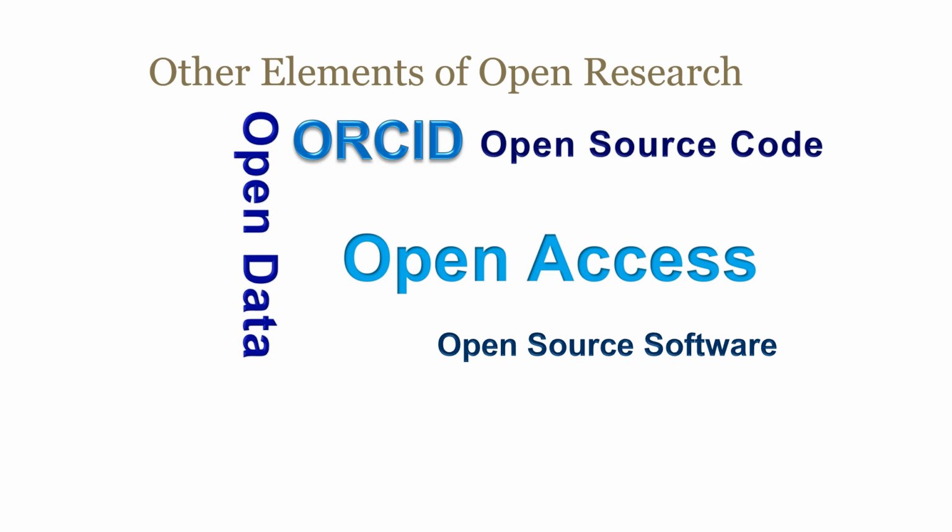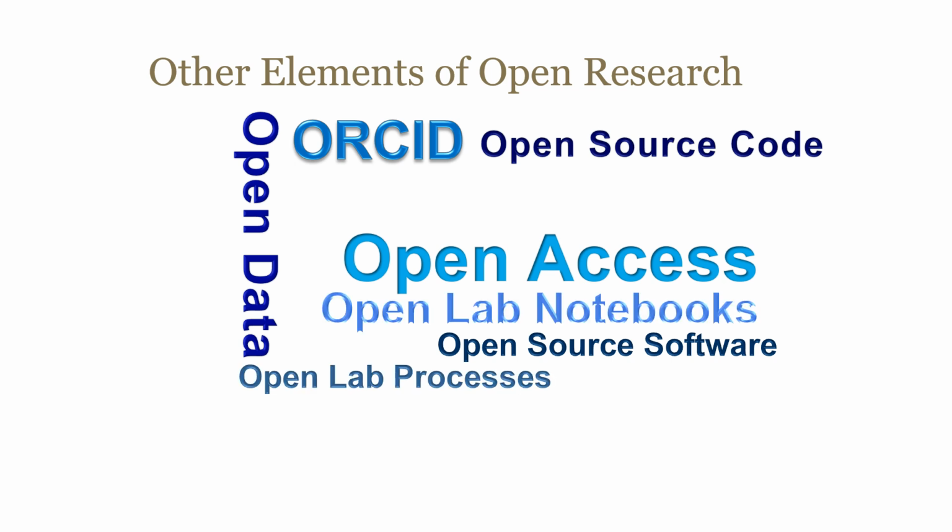ORCID is the Open Researcher and Contributor ID, which is a permanent identifier, like an ISBN for an author, to ensure that researchers aren't confused for authors with similar names. ORCID is interoperable, so that publication systems and others can use the same identifier for an author across the ecosystem. Open lab notebooks and processes allow researchers to document their methods, their successes and their failures, to enable the community to learn from them.